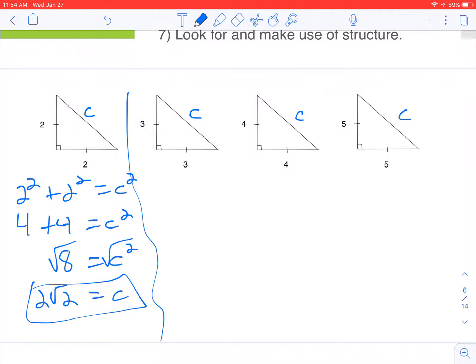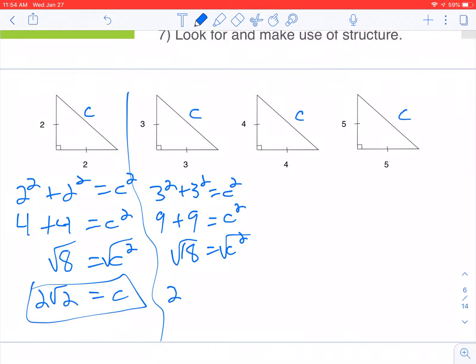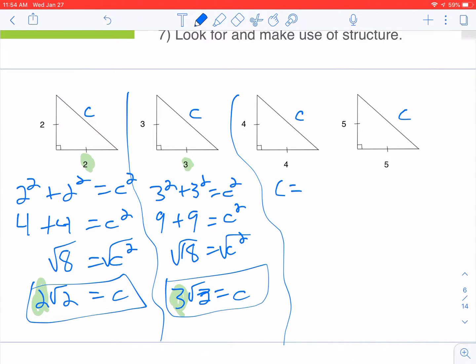If we come to our next one, 3 squared plus 3 squared equals C squared. 9 plus 9 equals C squared. 18 equals C squared. Square root both sides. And what you're going to find here is that the square root of 18 equals 3 times root 2. Do we see the pattern? We have 2 times root 2. We have 3 times root 2. What you're going to find here is that C will equal 4 root 2 here and 5 root 2 here.